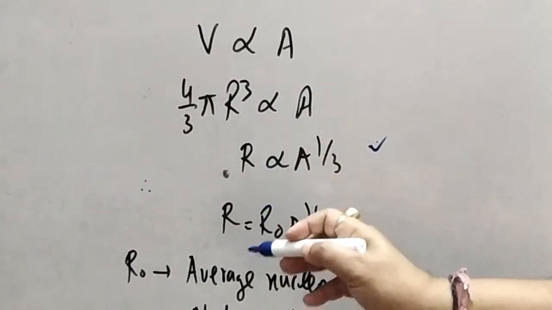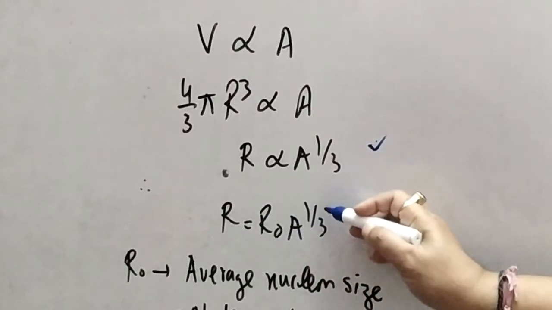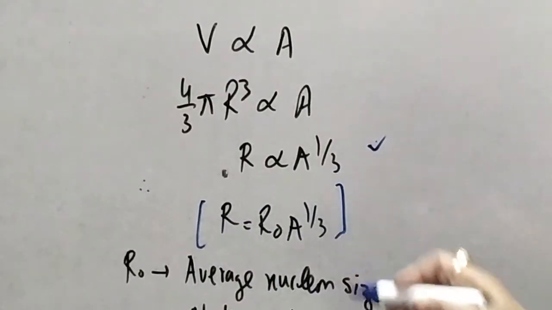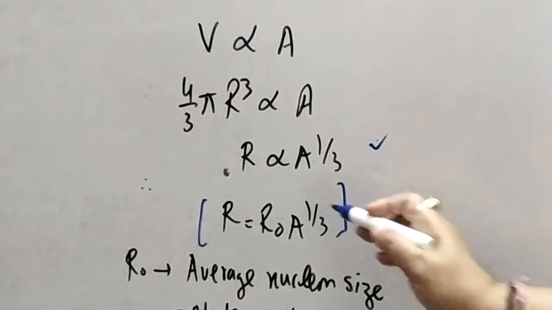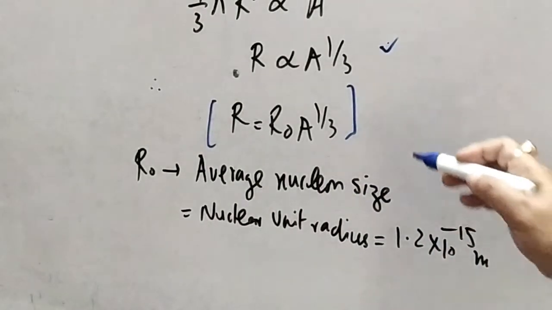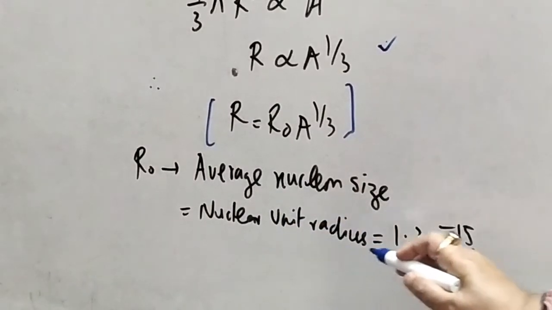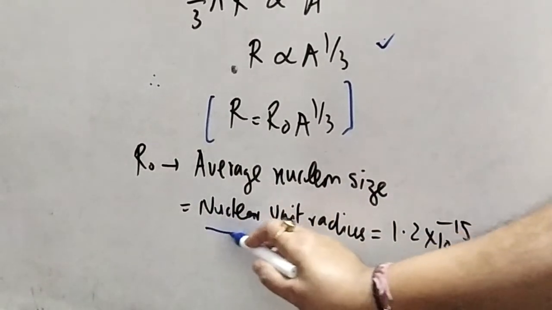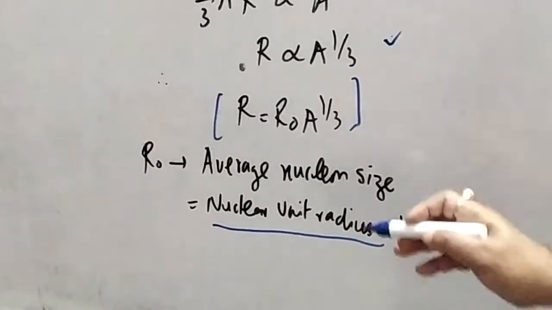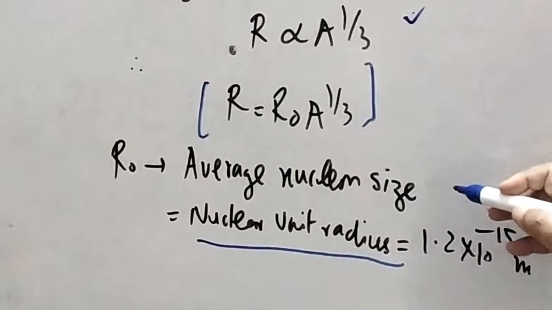There must be some constant of proportionality. We write it R equal to R naught A to the power 1/3. This is the relation for the radius of the nucleus, where R naught is called the average nucleon size, and it is also called the nuclear unit radius. Either we call it nuclear unit radius, or just average nucleon size.